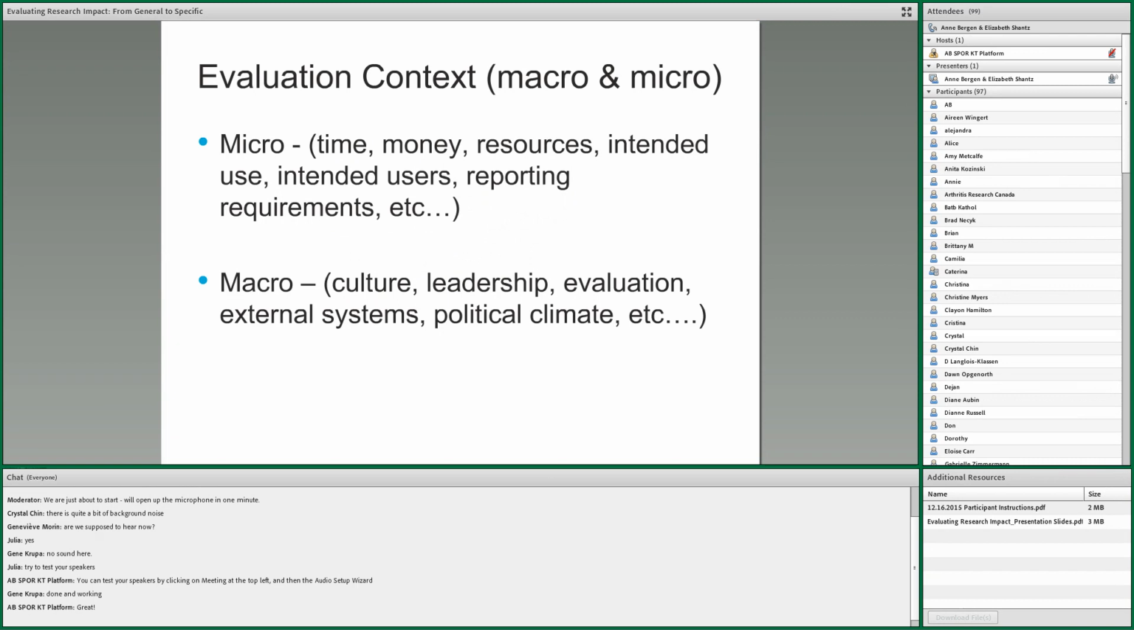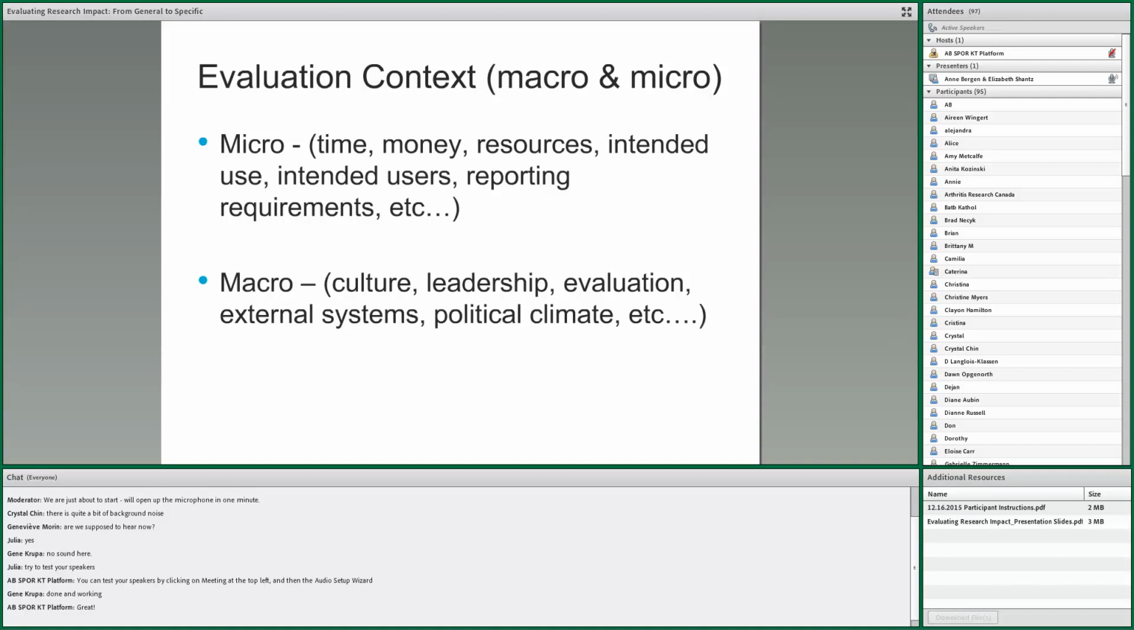Another good way to think about the context of evaluation is in terms of macro and micro factors. So micro factors are things like time and money, resources. Do you have funding to do this evaluation, or are you trying to do it off the corner of your desk? Do you know what the intended use and intended users are, or is this out of interest because you want to do research that's as impactful as possible for your own satisfaction? What are your reporting requirements? Do they make sense with the evaluation plan that you have in place?